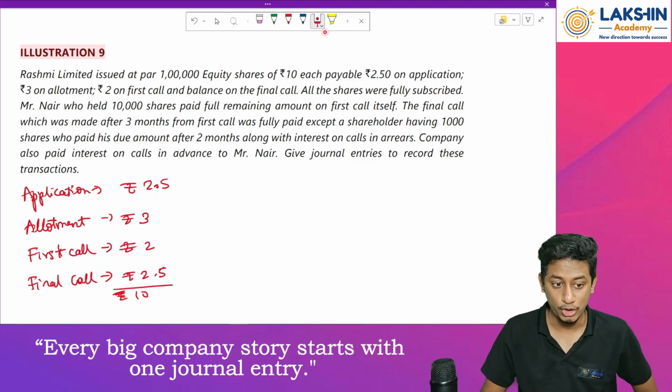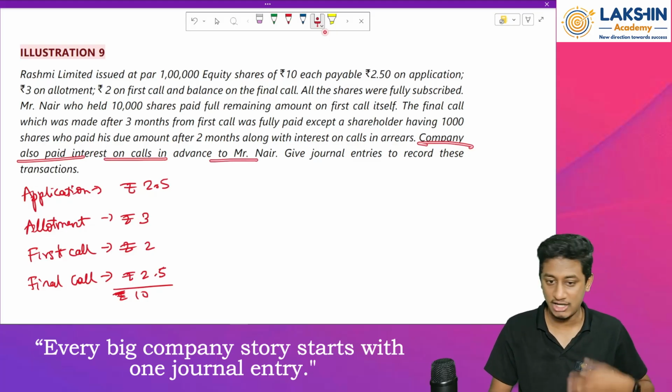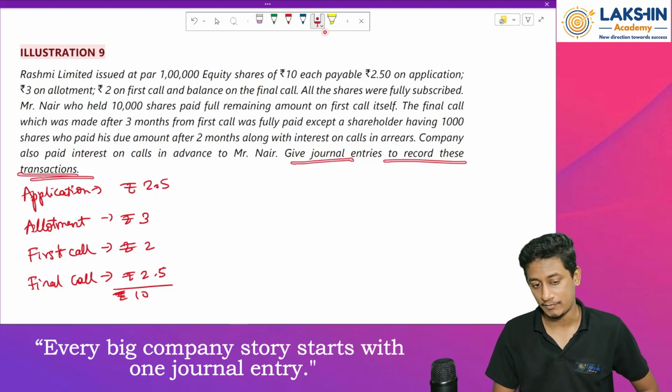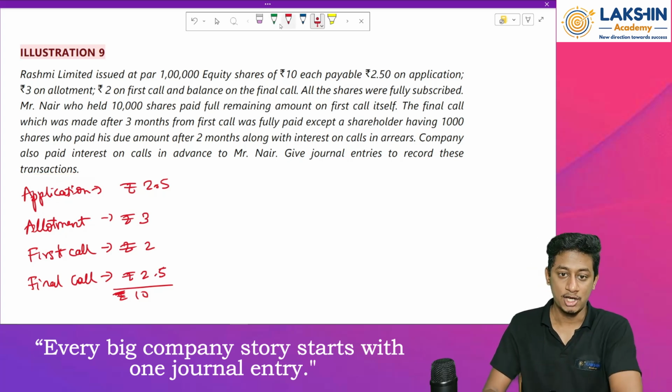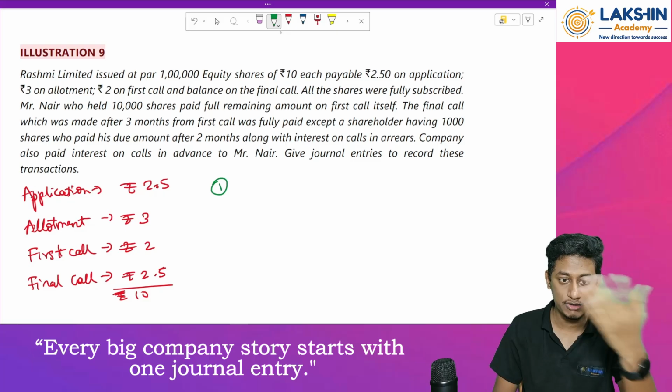Okay. Now what to do? The company also paid interest on calls in advance to Mr. Nair. Okay, fine. We know that. Give the journal entries to record these transactions. Now we need to pass the journal entries. Let's start. The first entry is when we receive the application money. Dates are not given to us, so skip it.